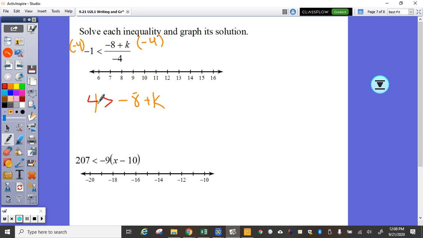What do we do? I'm going to add 8. Solve it the same way. So I have 12 is greater than k. Now, of course, in these problems, if you do not see the number on the number line, it's not correct. So I put an open circle at 12, and which direction does it go? 12 is greater than k, so k is less than 12.